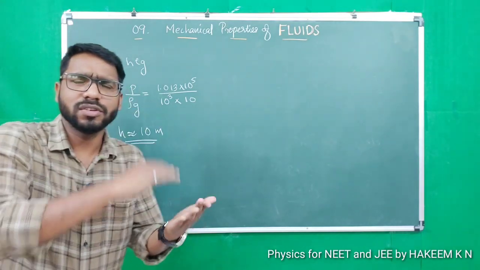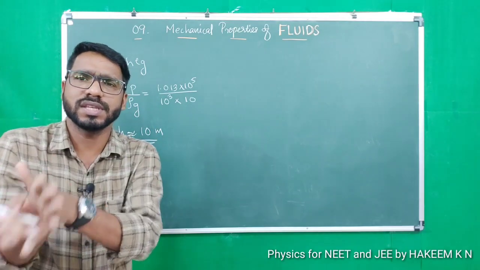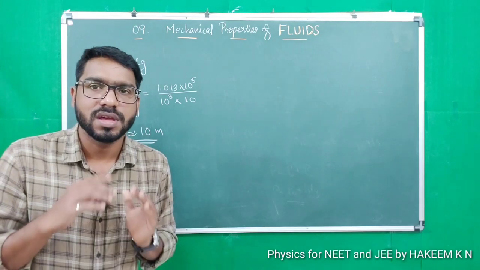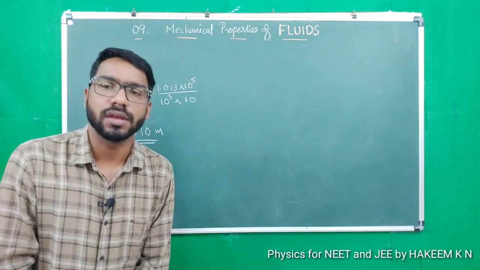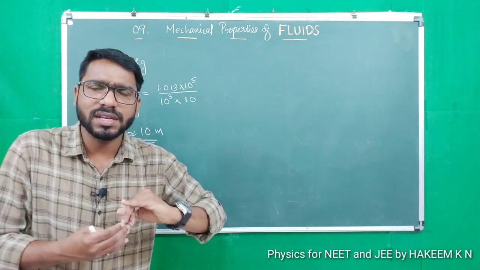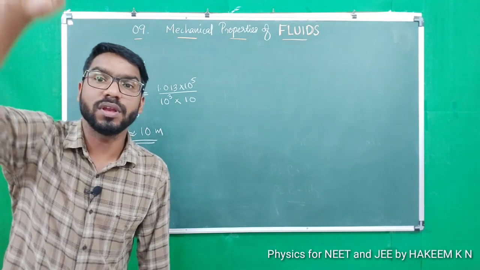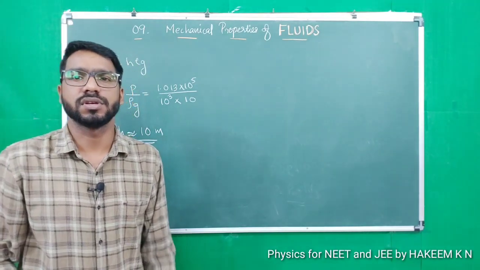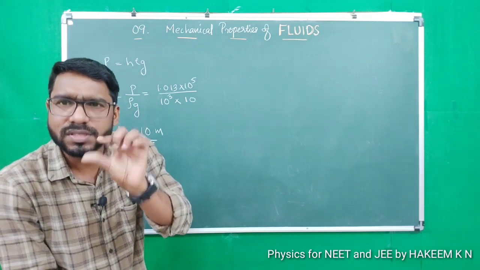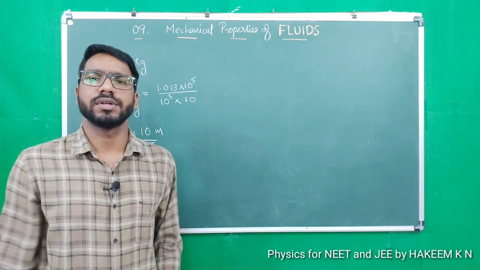The height of mercury is very small, around 76 centimeter only, because the density of mercury is very large, 13.6 into 10 power 3 kilogram per meter cube. So if we use low density liquids in a barometer, the height of the liquid column should be very large to balance atmospheric pressure, and the height should be very small if we use very high density liquids.